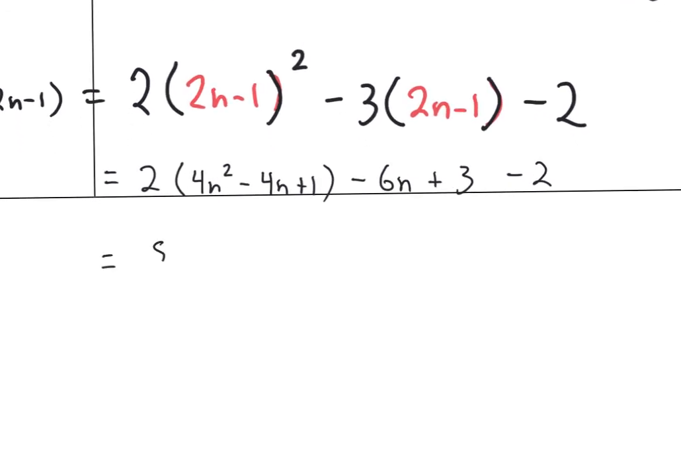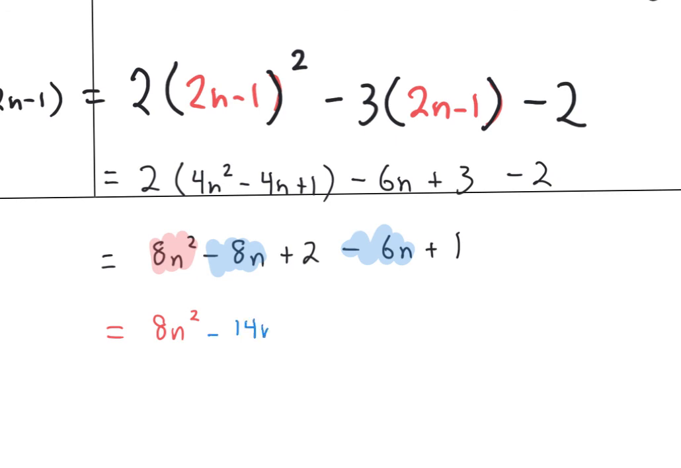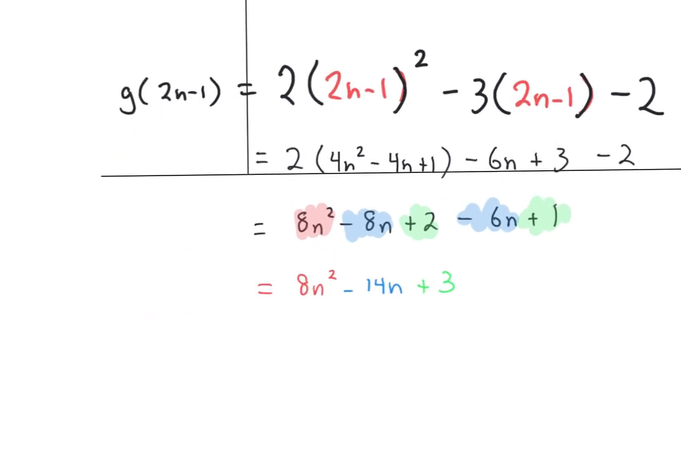Distribute the 2 now, so I get 8n squared minus 8n plus 2, minus 6n. And I can actually combine like terms right there, so that's a plus 1. And now combine my like terms. This is like unto itself only, so I get 8n squared. These ones, negative 8n and negative 6n, are like, so that's negative 14n. And lastly, the 2 and the 1 are like, so that's a plus 3. So that is how we evaluate a function by substituting in more variables.